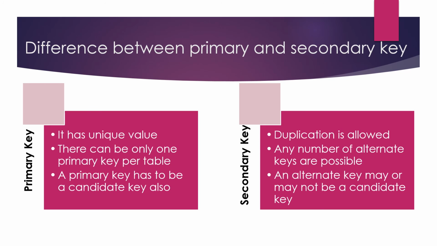Let us see the difference between the primary and the alternate or secondary key. In primary key, it has the unique value, and in secondary key, duplication is allowed. In primary key, there can be only one primary key per table. In secondary key, any number of alternate keys are possible. A primary key has to be a candidate key also. And in a secondary key, an alternate key may or may not be a candidate key.